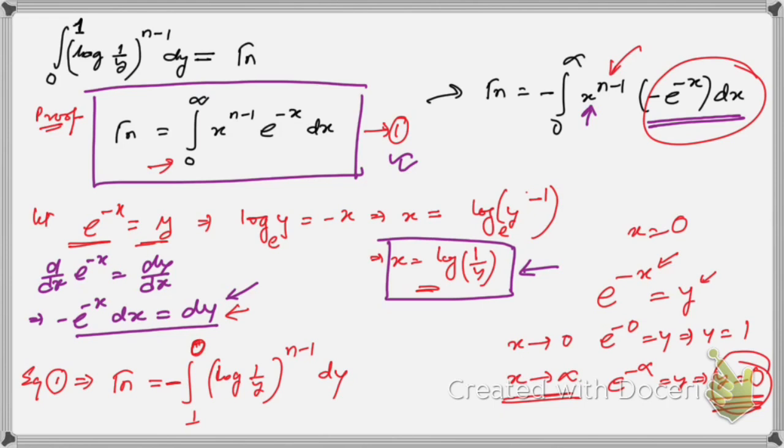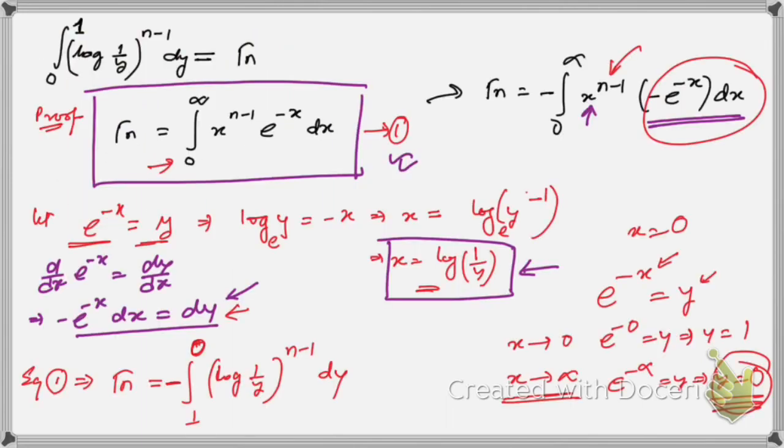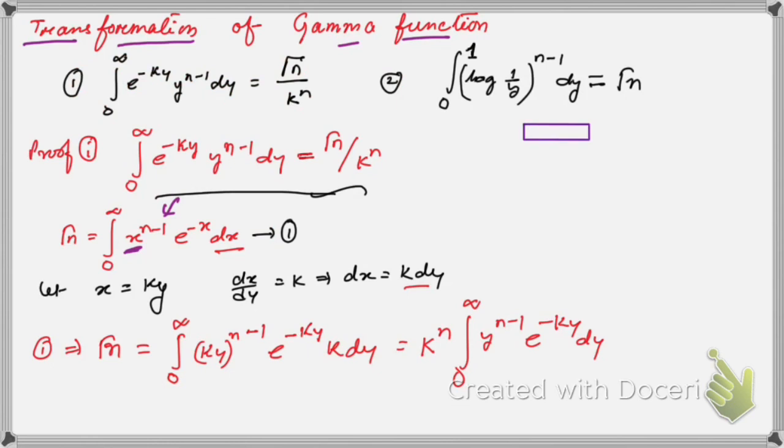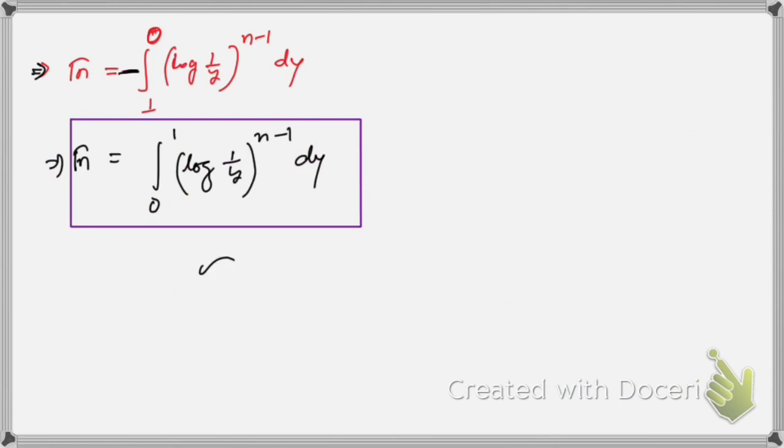So let me take a copy of this step and go to the new slide. So here is the new slide. Let me make this positive. Because of this minus sign, if you make it positive, then the limits can be 0 to 1. So integration of log 1 by y whole to the power n minus 1 dy is nothing but gamma n, right? So this is the relation that we needed to show. Okay, so we have proved this one, as you can see here clearly.